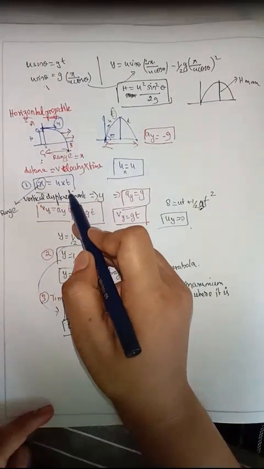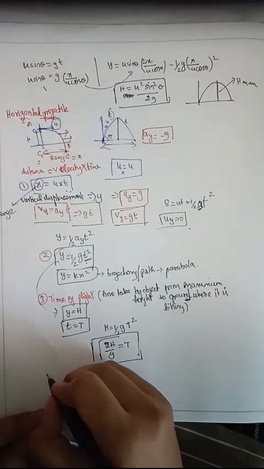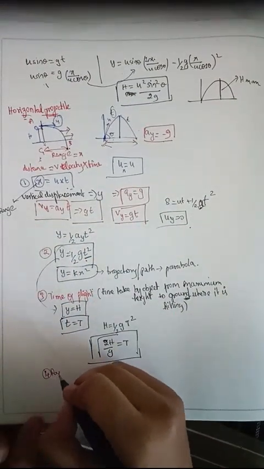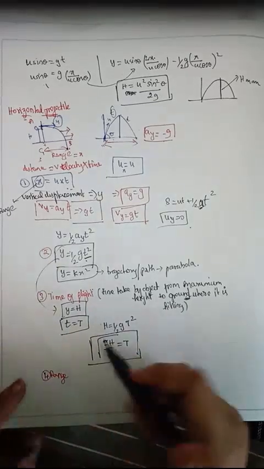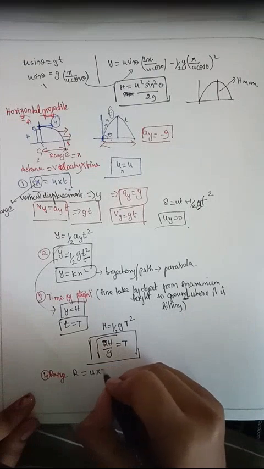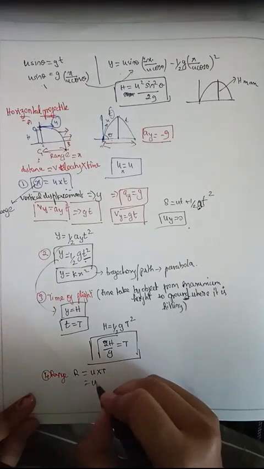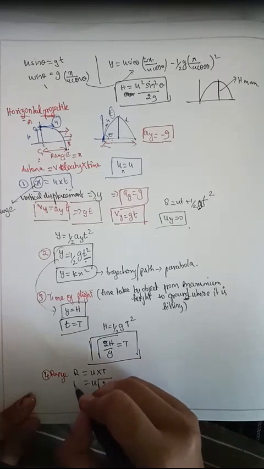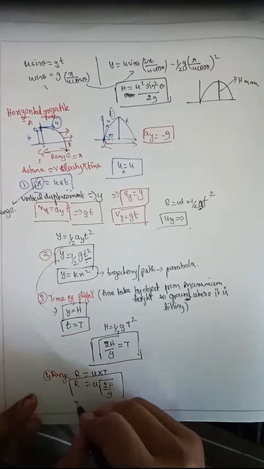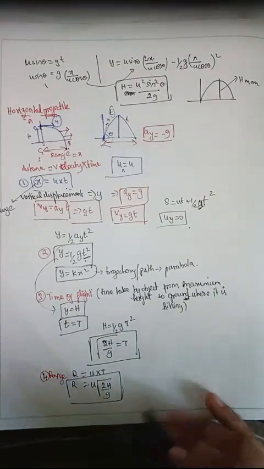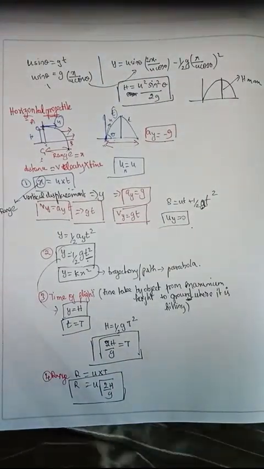Range, as I said already, x equal to u into t. So range r equal to u into capital T. U is u only, and T equal to square root of 2h by g. This is the range of a horizontal projectile. What is the range of a horizontal projectile? r equal to u into square root of 2h by g.